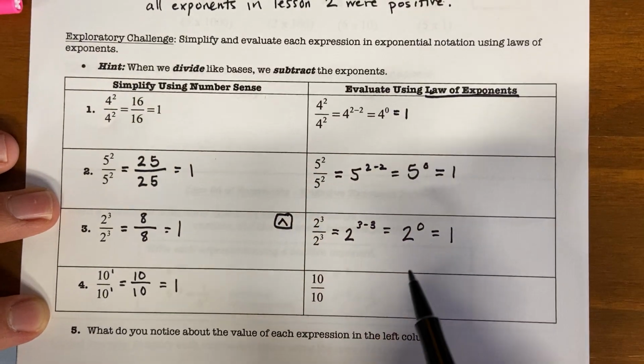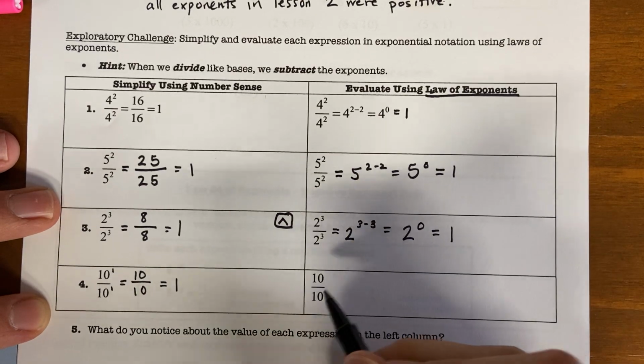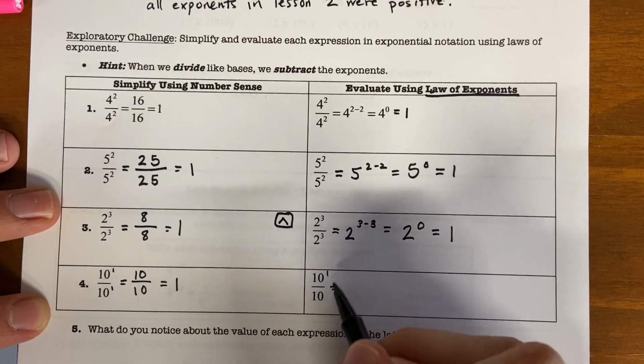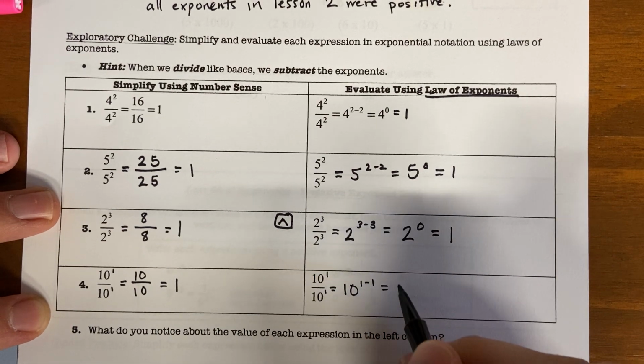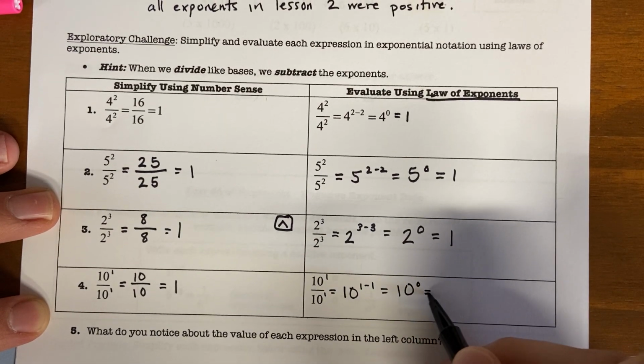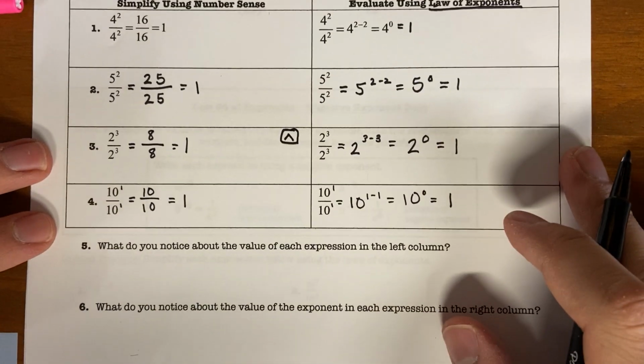Whereas if I use the laws of exponents, there is a 1 and a 1 there. So 1 minus 1, again, would be 0. 10 to the 0 power on our calculator gives us 1 as an answer.